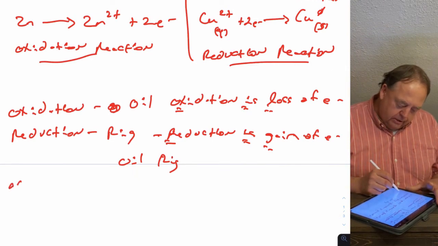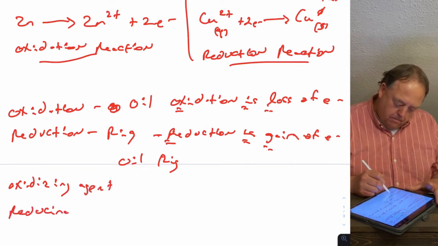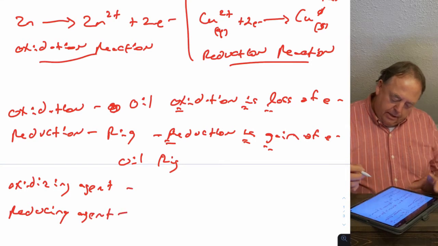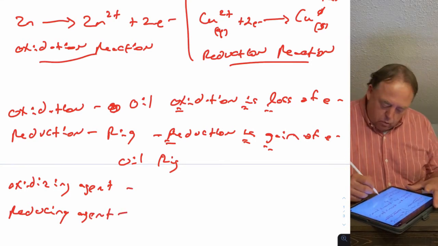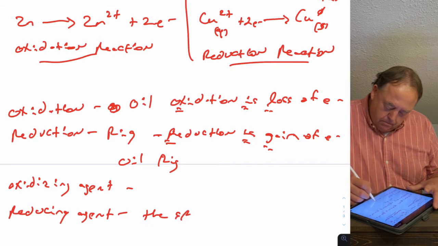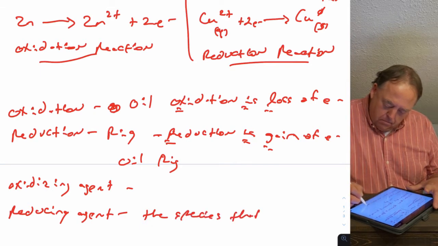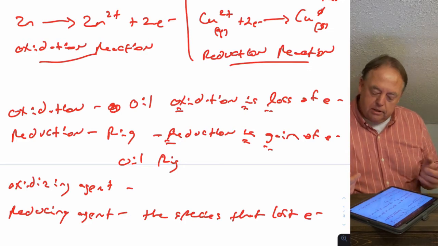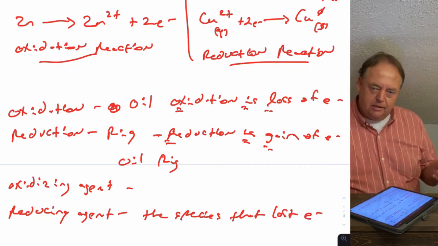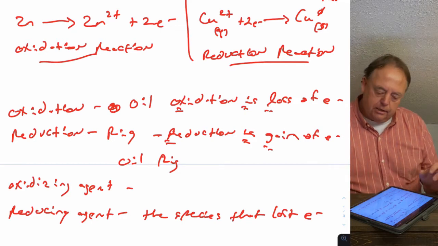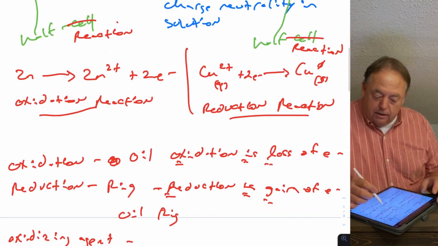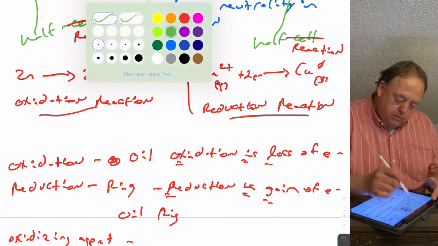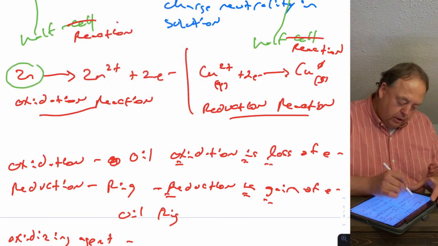So other terminology you should know. So what is the oxidizing agent, and what is the reducing agent? So the reducing agent is the one, so it is a specific compound that loses electrons. So it's not the entire process, it is the exact thing that lost electrons. So what lost electrons in this reaction in the above is zinc, zinc solid.